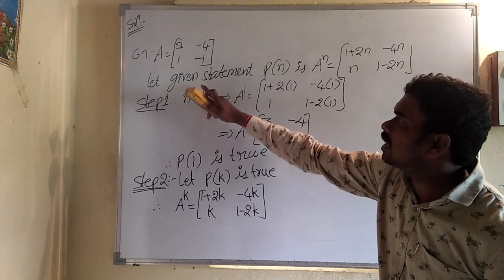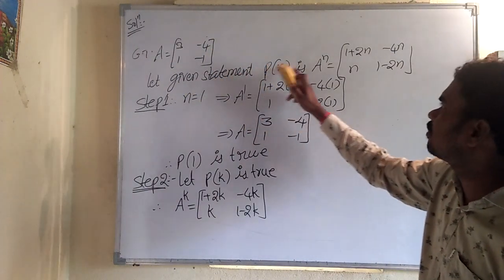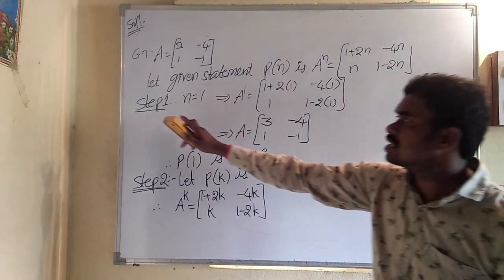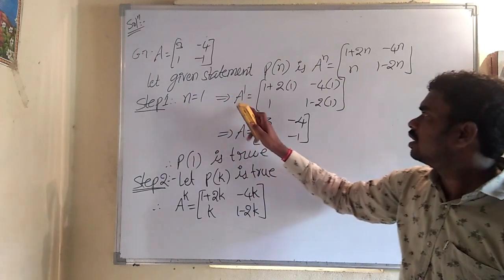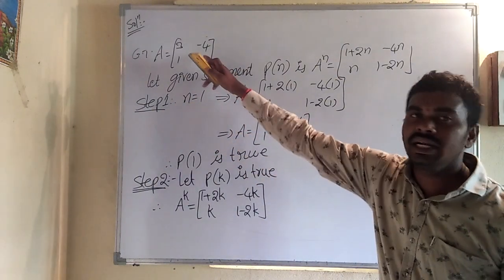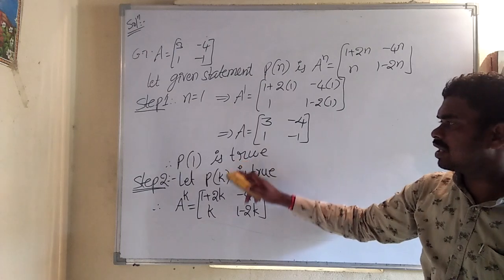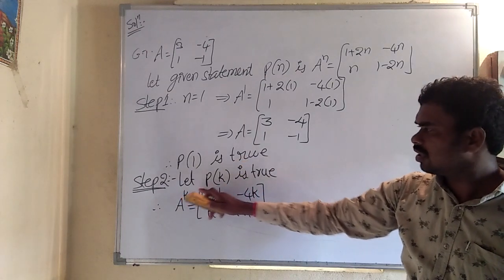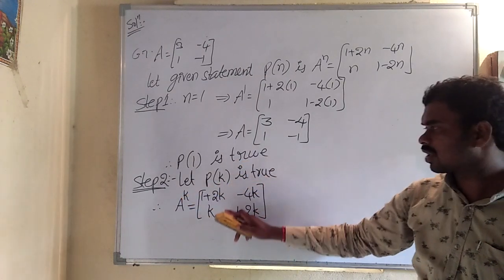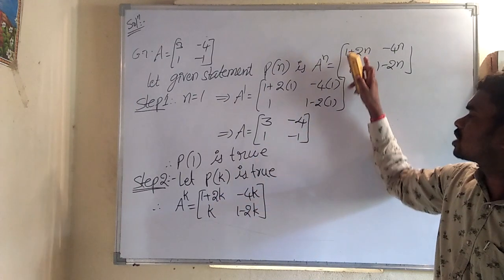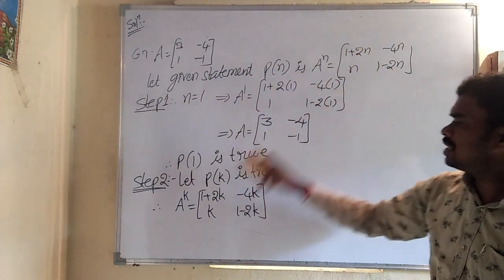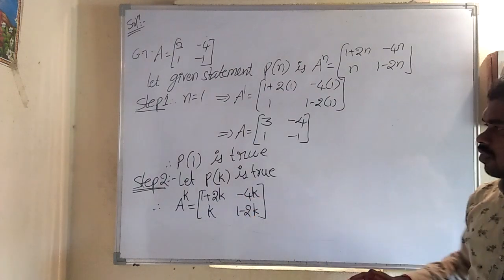First take A equals, and next write let the given statement P of n be A power n equals. In step 1, substitute n equals 1. You will get A equals that same matrix again, so P of 1 is true. Next in step 2, let P of k be true. Therefore A power k equals, instead of n, just write k. So 1 plus 2n means 1 plus 2k.